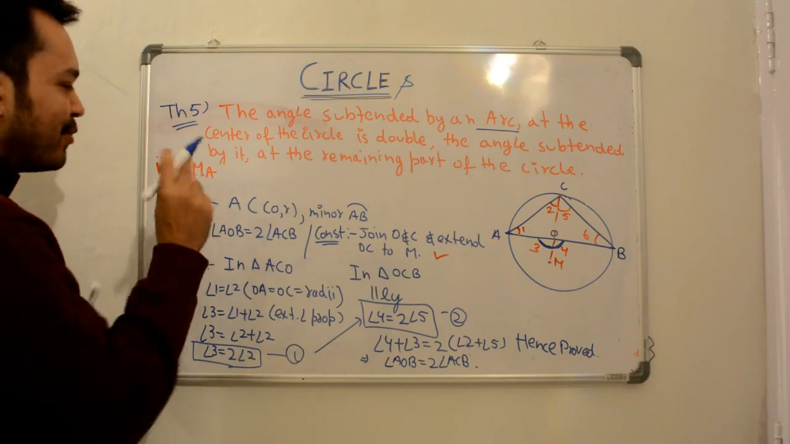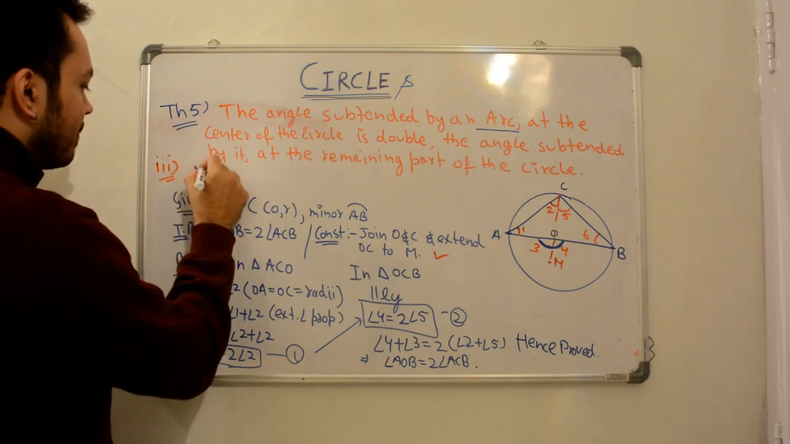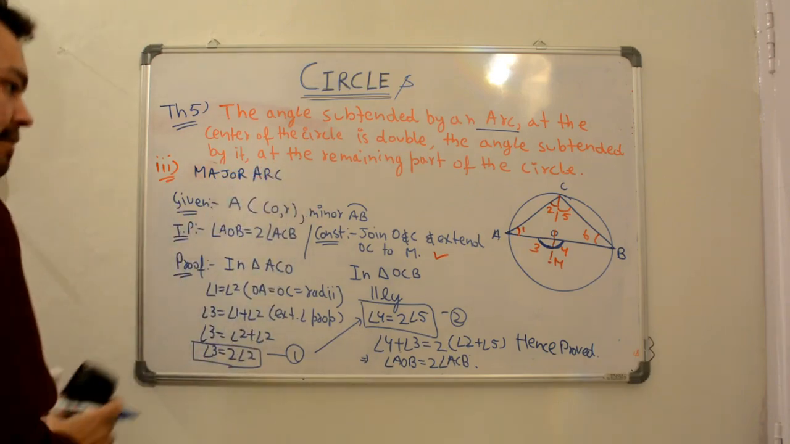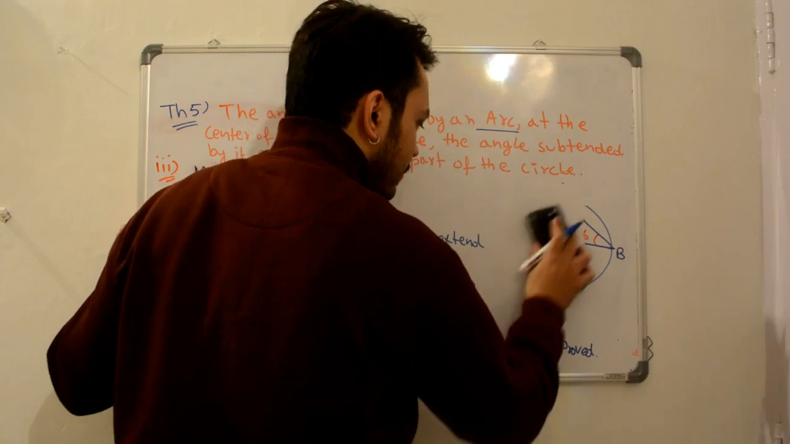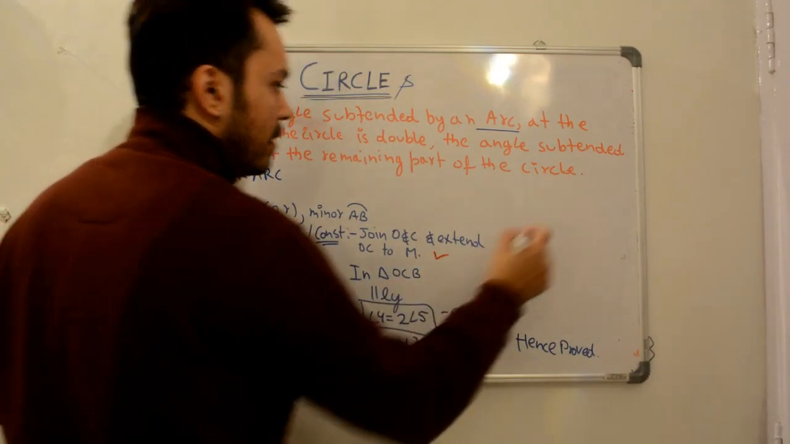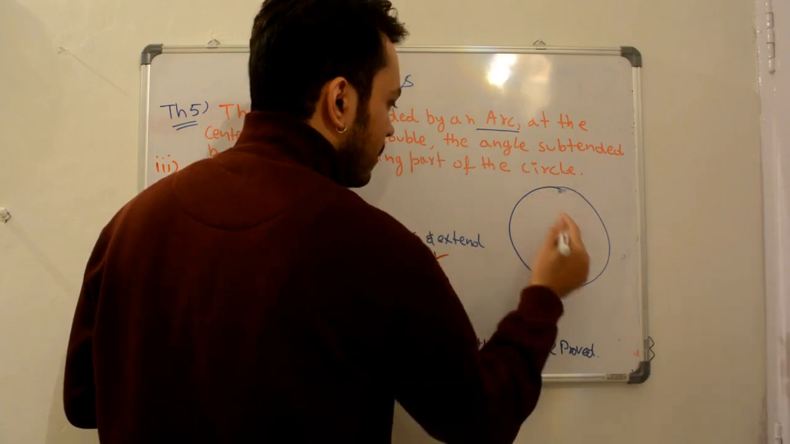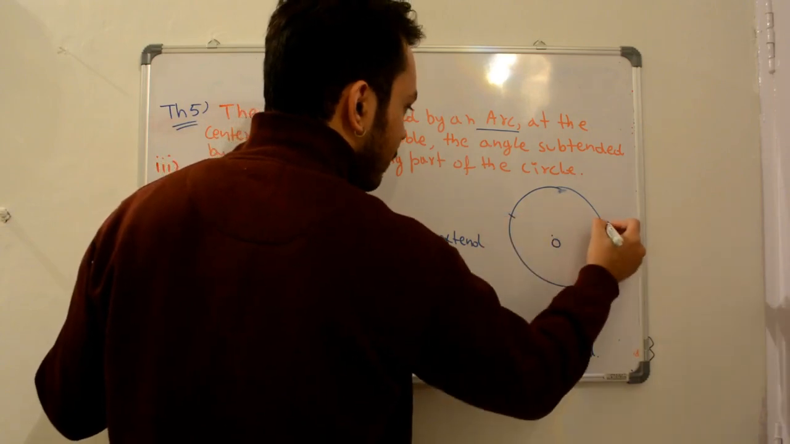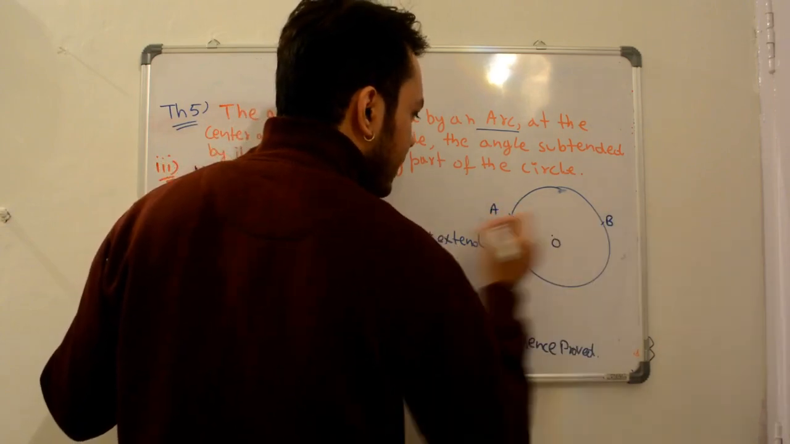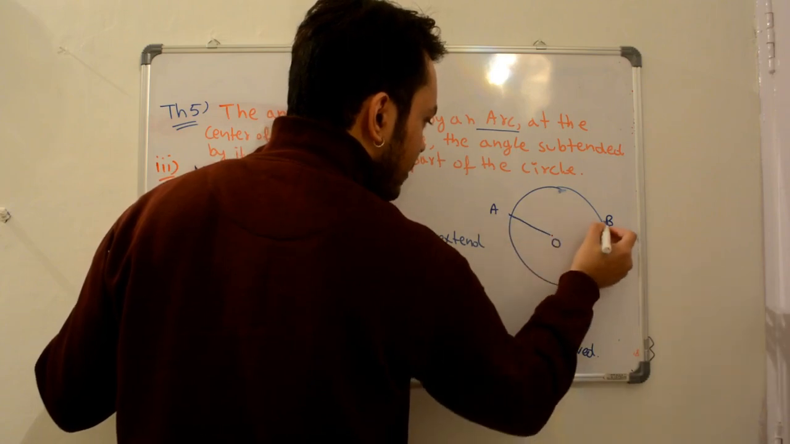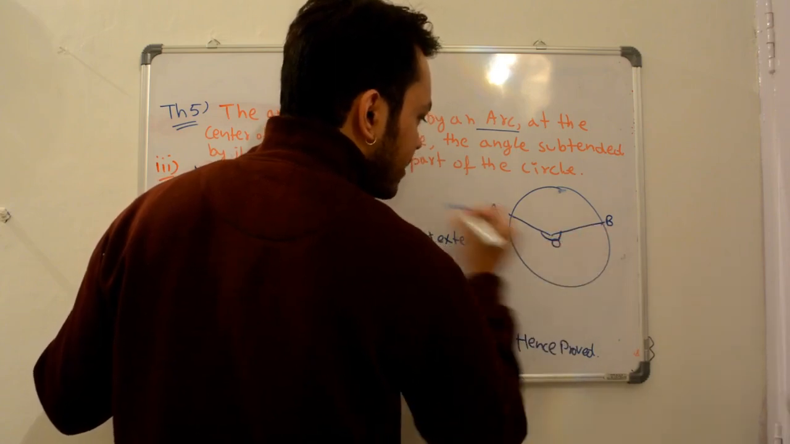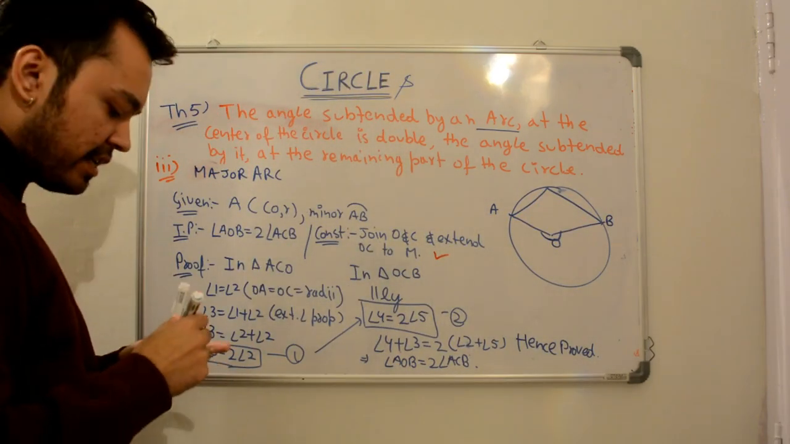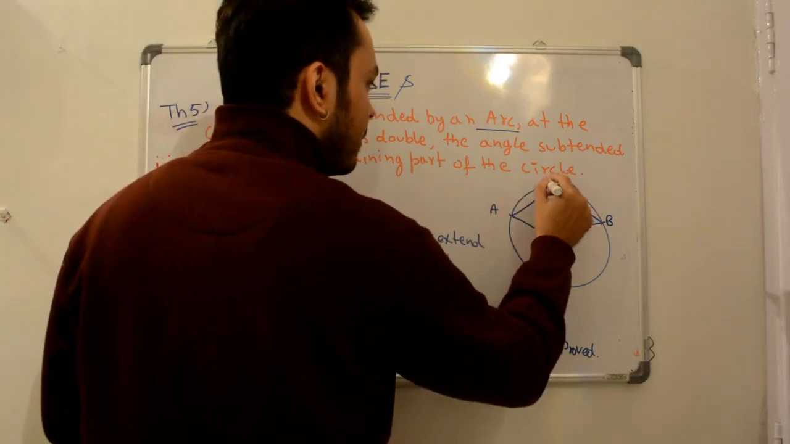Again, let me use blue pen for this. Major arc. Again, we'll be only changing our diagram to make you understand. Again, I draw a circle with center O, and this time I take the major arc AB. Let this be A and this be B. So the angle subtended by an arc at the center of the circle will be double the angle subtended by it at the remaining part of the circle. Again, let this point be C.